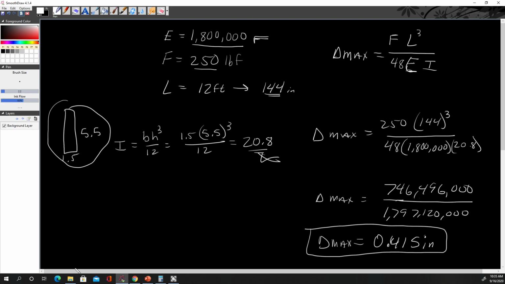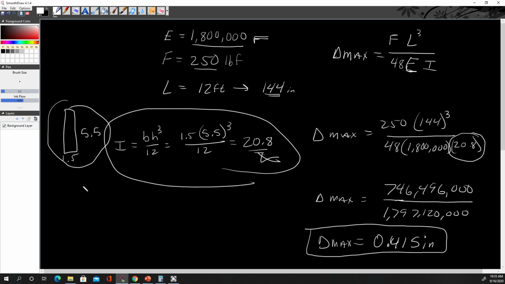Okay, and that's all you got to do each time. This equation over and over again. And just remember, really, for your homework, the only thing changing is this I, and you should have calculated those each time yesterday already. And that's it, folks.